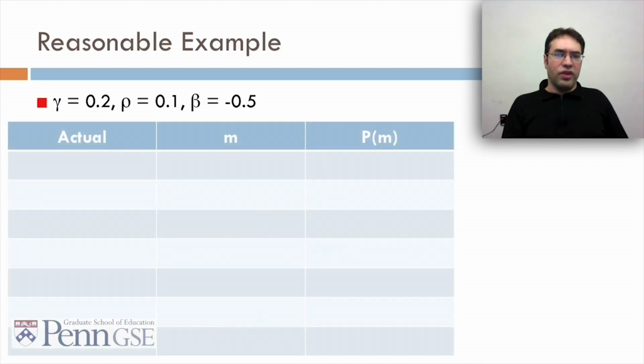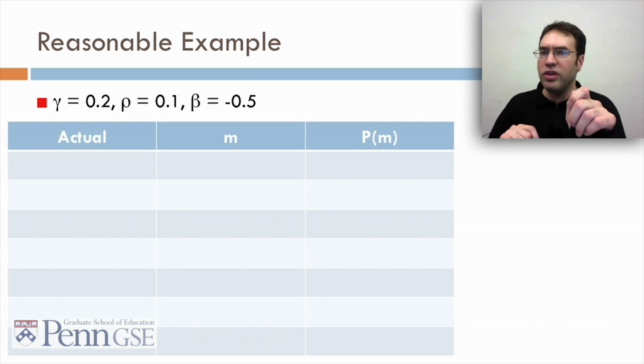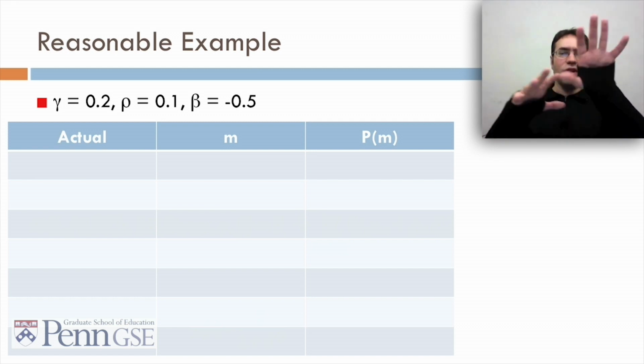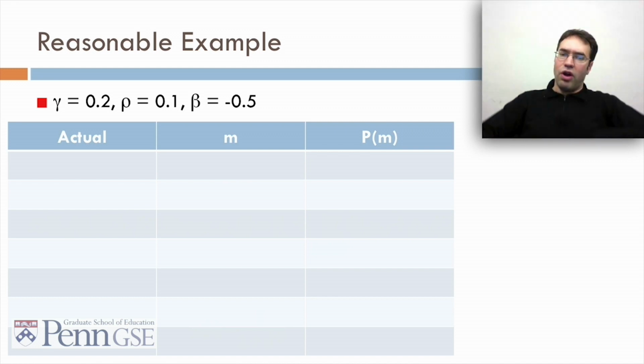So let's look at an example. We'll start first with a reasonable example. We'll move on to crazy examples later. Let's say that you have gamma of 0.2, rho of 0.1. So we're assuming that you improve your future performance double if you get success compared to if you get a failure. And beta is negative 0.5, which means the item's a little hard.